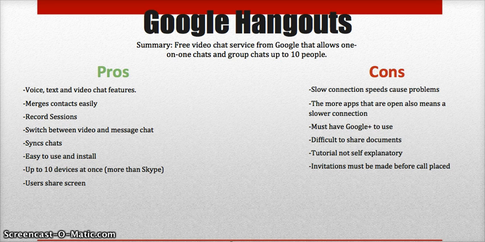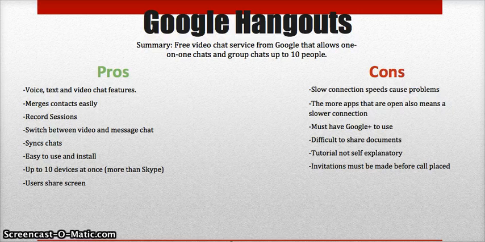Google Hangouts is a free video chat service from Google that allows one-on-one chats and group chats up to 10 people. Some pros for Google Hangouts include that you can use either voice, text, or video chat features. You can merge your contacts very easily, and sessions can be recorded to watch later and easily switch between chat and video chat. You can sync your chats between devices and the Messenger app.